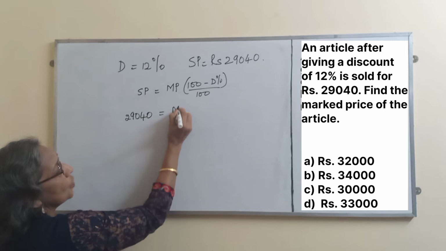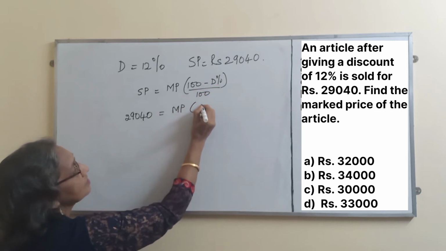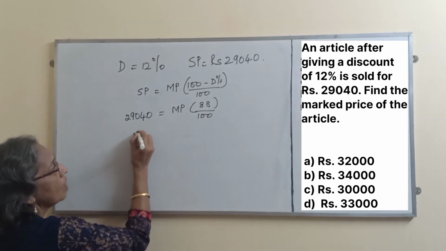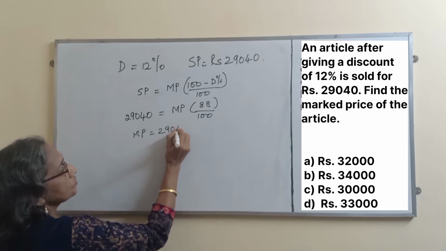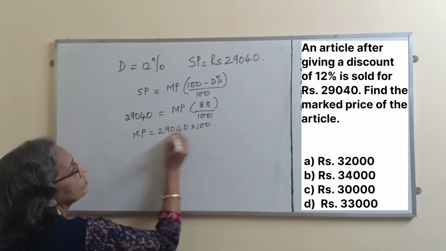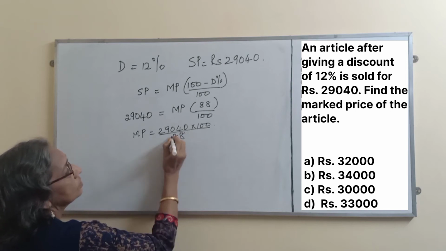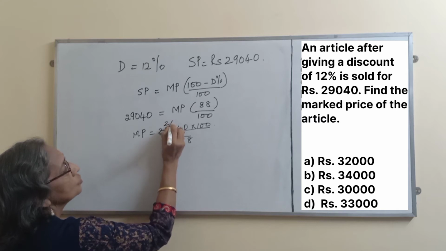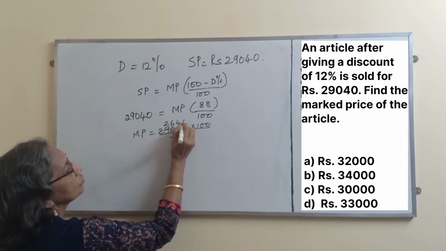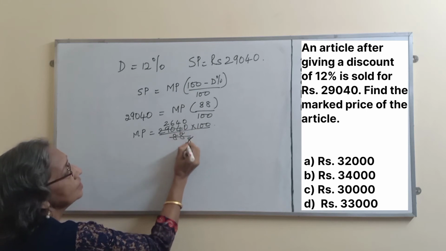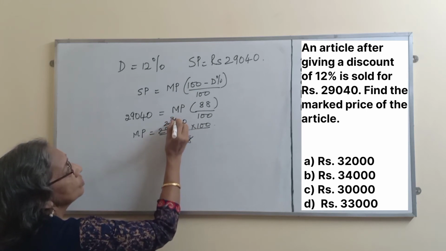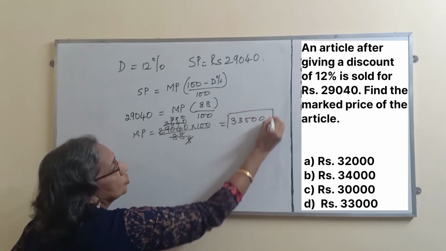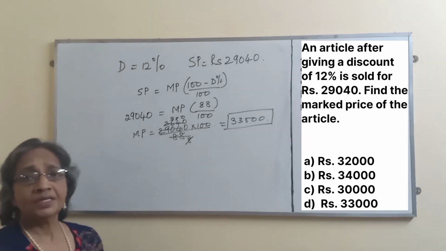This is our selling price. We need to find the marked price. 100 minus 12 would be 88 upon 100. So marked price would be 29,040 into 100 upon 88. 11 8s are 88, 11 2s carry 2, 6, 4, 0, cancelling it by 11. 8 3s are 24, 8 3s are 24. So the marked price was 33,000.